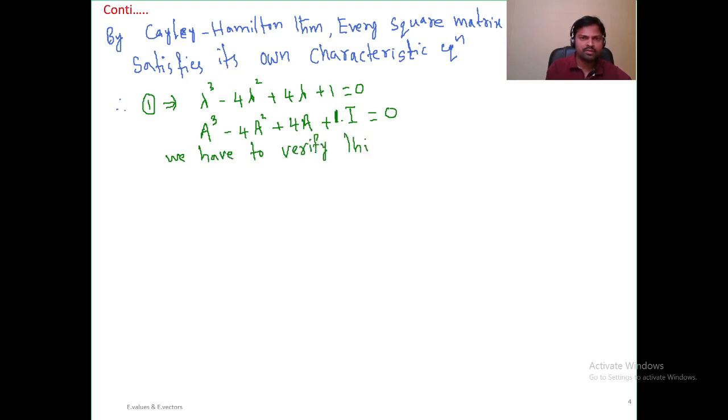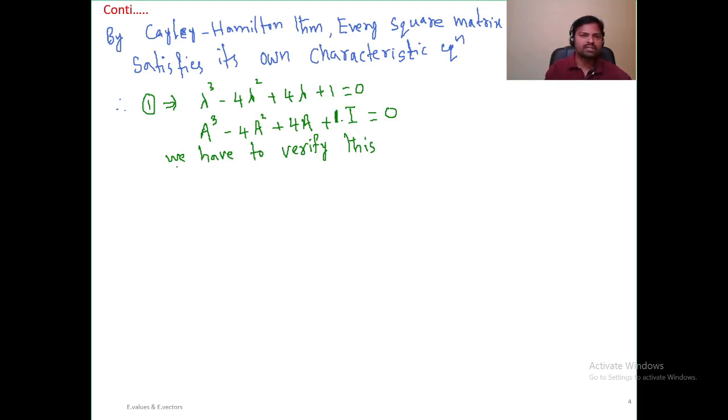Verify this means what? You substitute back all the unknowns. Here the unknowns are A cube and A square. Matrix A is already given to us, so we need to compute A cube and A square. A is given, the identity matrix we know, and we simplify these four terms. We should get the null matrix. Then only the matrix A satisfies its characteristic equation. Then it is verified. So we have to verify this.